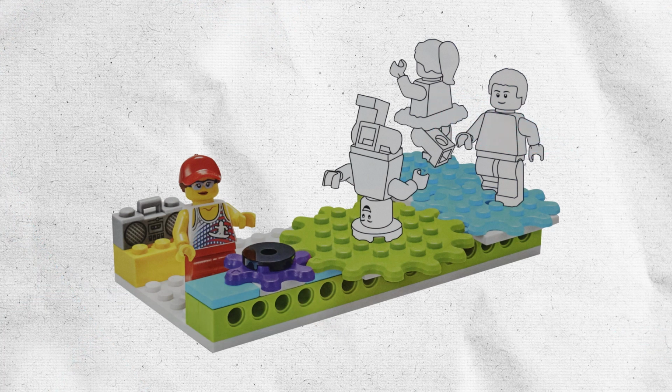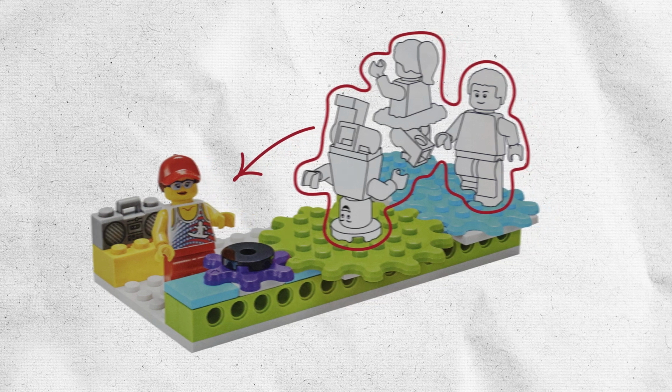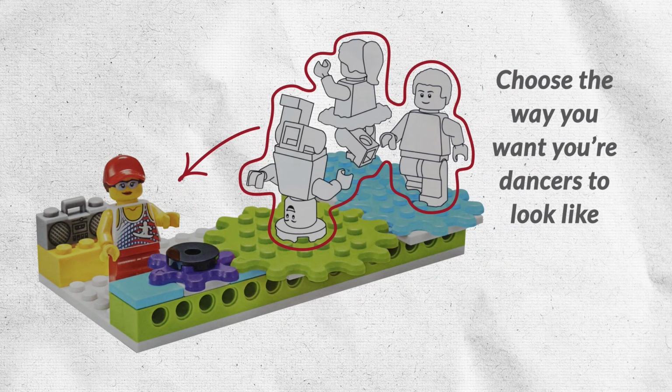I would like for everyone to take a moment to take a look at what you see in this picture. What do you notice? That's right. The dancers are different than the DJ. Do you know why that is? Any guesses? The reason is that you and your partner have the flexibility to decide what you want your dancers to look like, how you want them to be dressed. The only one that must remain the same is the DJ.